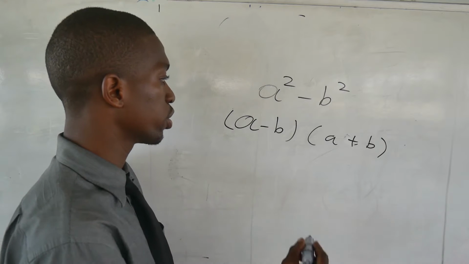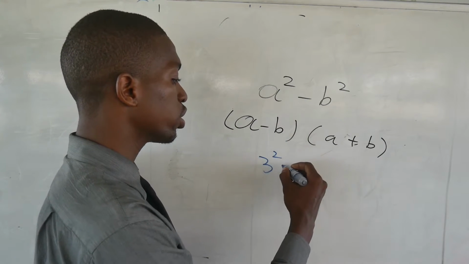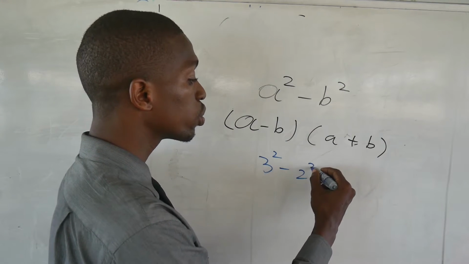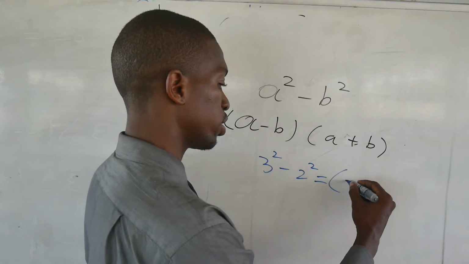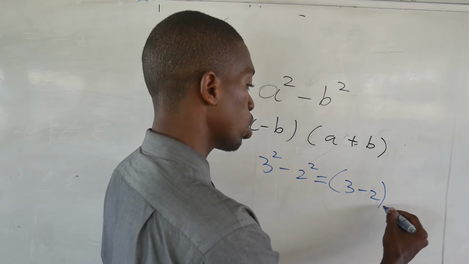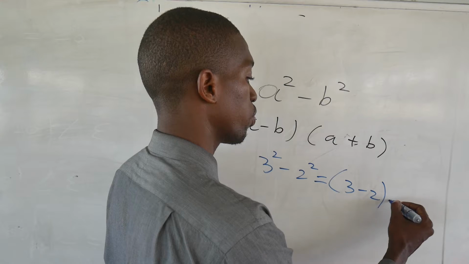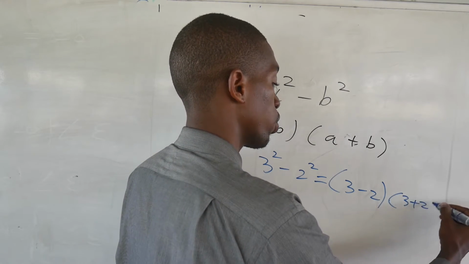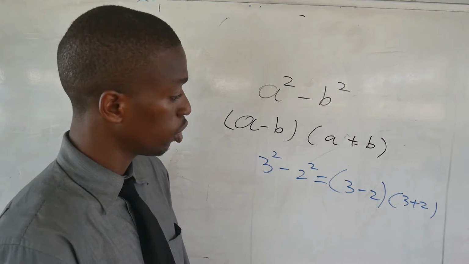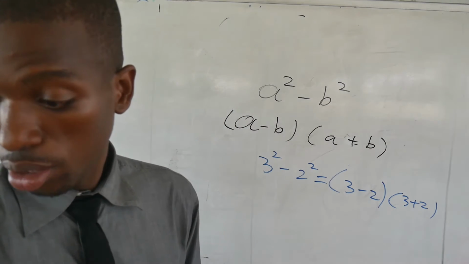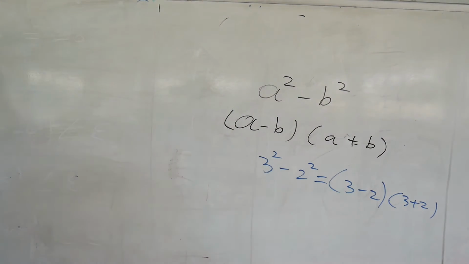This could be anything. It doesn't even have to be anything with an x. It can be numbers. For instance, 3 squared minus 2 squared is the same thing as 3 minus 2 multiplied by 3 plus 2. Right? If you don't believe it, you can put it in your calculator and check it out.